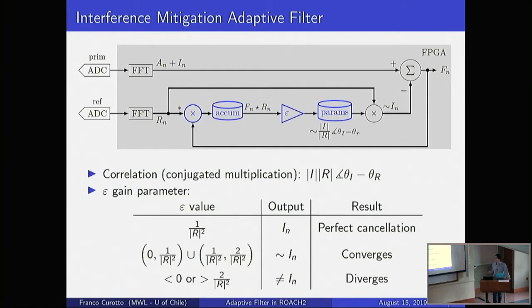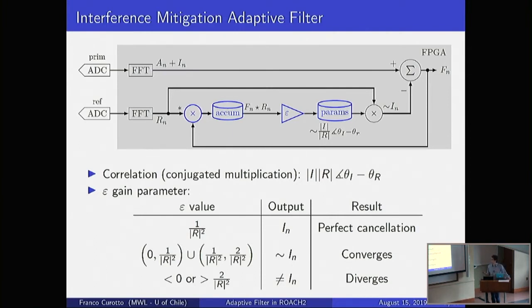This gain parameter is called epsilon, and it's a user-defined parameter. If you have perfect knowledge of the system, you can set this parameter to 1 over r squared, if you know the magnitude of your interference. The output of this multiplication will be exactly the interference you're looking for, and you'll get perfect cancellation at the subtraction. Okay, this is good if you have perfect information.